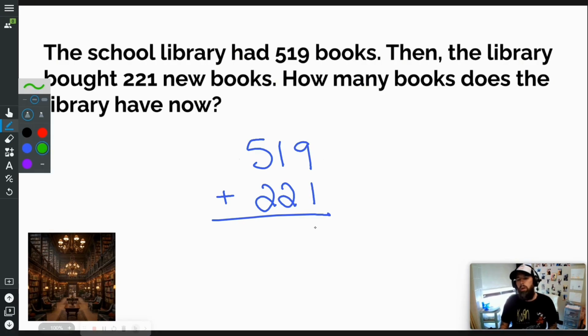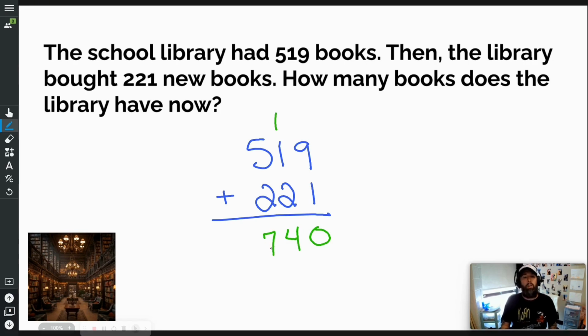9 plus 1 is 10. So you write out your 0, carry the 1. 1 plus 1 is 2, and 2 plus 2 is 4. 5 plus 2 is 7, and you end up with 740. We are asking how many books does the library have? 740 books. And that's our answer for that one.